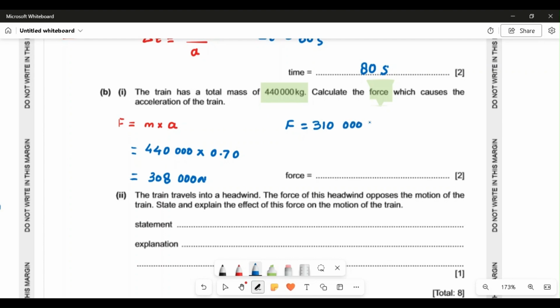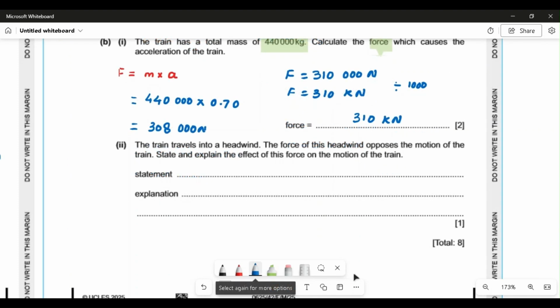That can be rounded to 310,000 Newton. And if I want to convert into kilonewton, I will divide by 1000. So it will be 310 kilonewton, because whenever we convert from normal unit to kilo, like newton to kilonewton, gram to kilogram, we divide by 1000. So the final answer for the force is 310 kilonewton.